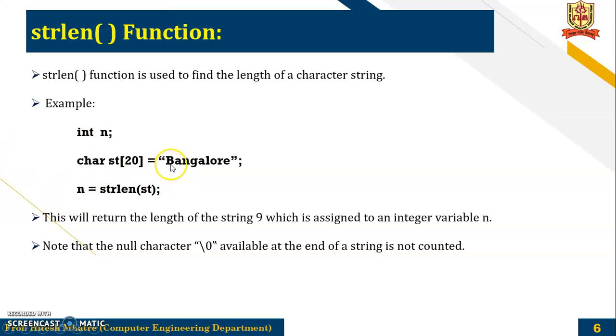Here we can see, starting from B up to L, E, it is 9 characters. So the value of n will be 9. It will not count the null character, because whenever we are using a string in C, the last character will be the null. So for this function, it will not count the null character. So strlen gives the length of a string.